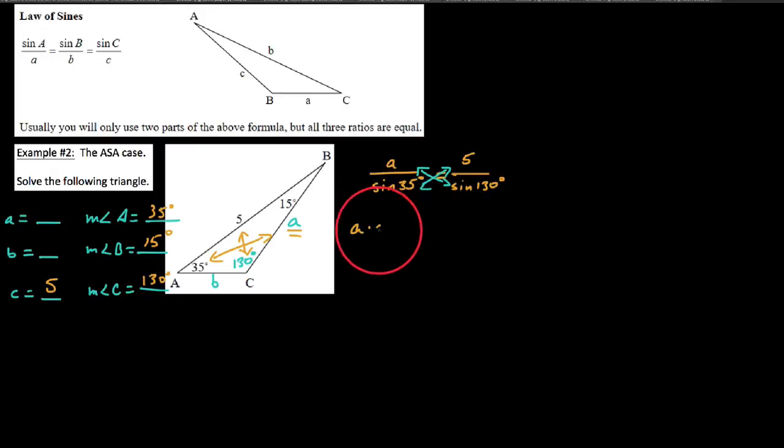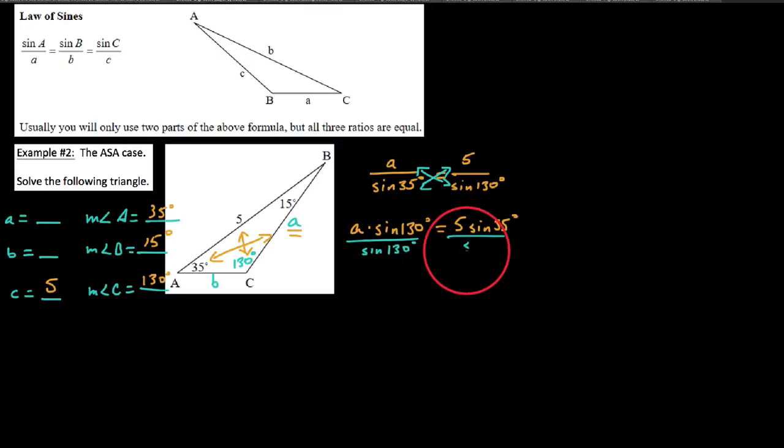So we get A times the sine of 130 degrees is equal to 5 times the sine of 35 degrees. And just like we have in the past, what we'll do is get A by itself. So we'll divide both sides by the sine of 130 degrees. And so what we get is that A is exactly equal to 5 times the sine of 35 degrees all over the sine of 130 degrees.